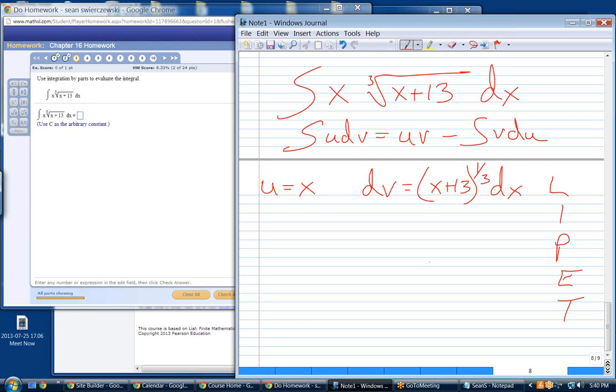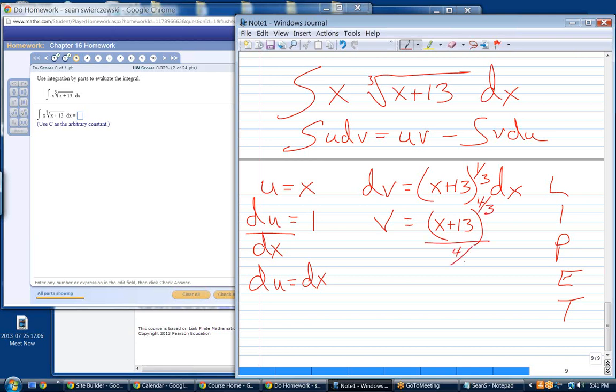Differentiate the left, integrate the right. To differentiate u, x gives 1. Okay, so that's the left. Now let's integrate the right. What's this exponent? 1/3. So 4/3, divided by 4/3, or times 3/4. Let's write it like that.